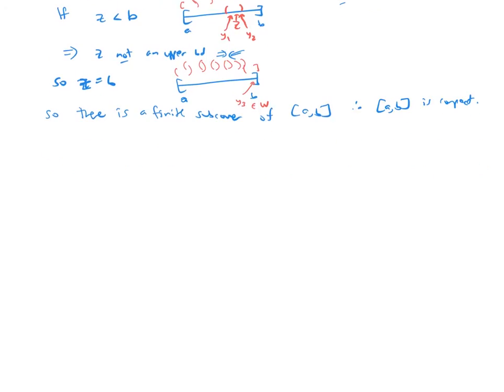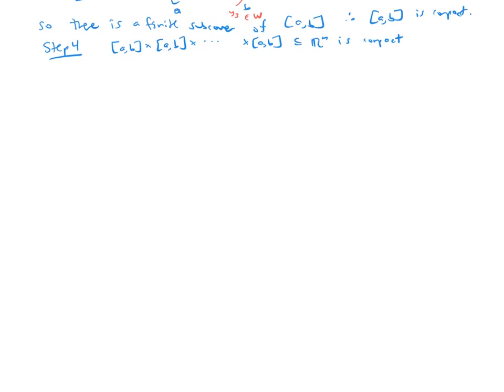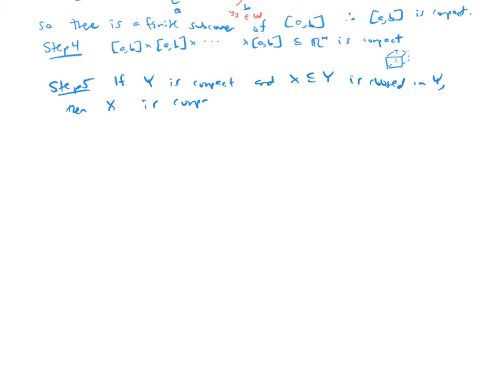Step 4 is the step that we're not going to prove. That's the step that says the closed cube in Rn is compact. So let's move on to step 5, which says that if Y is compact and X is closed in Y, then X is also compact.